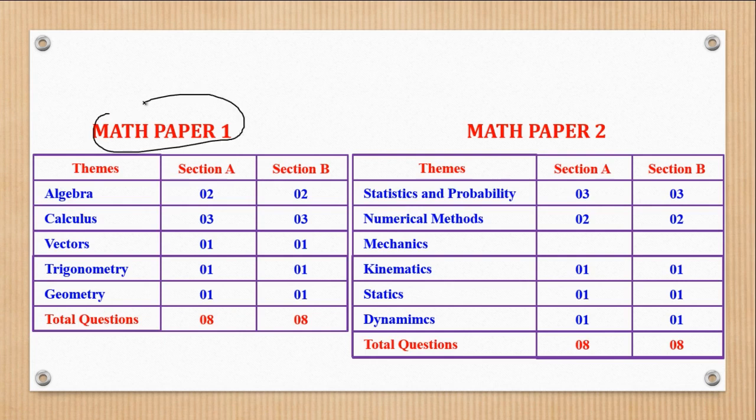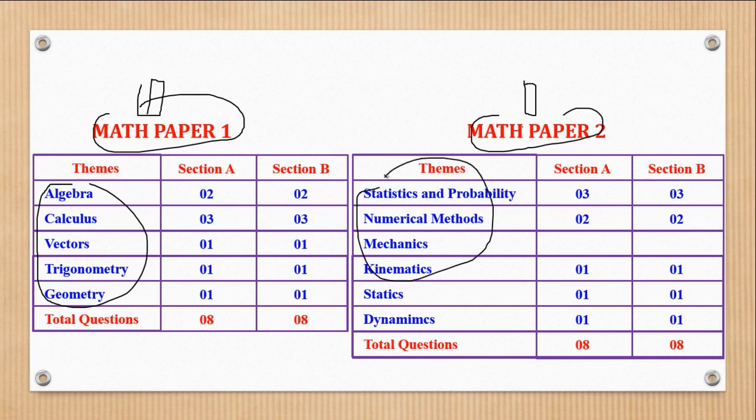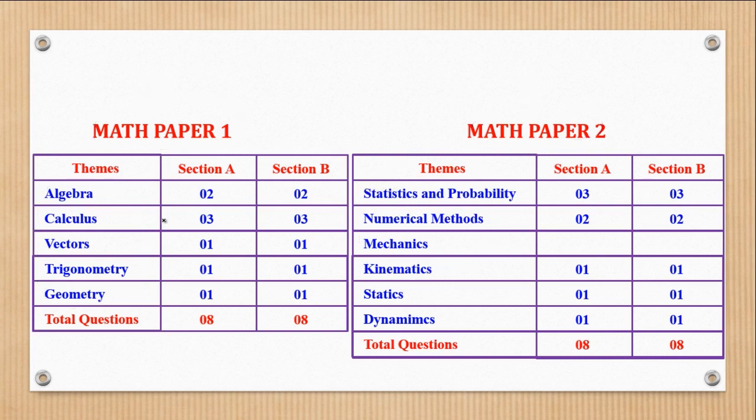So in math, we have two papers, paper 1 and paper 2. Paper 1 is what we call pure mathematics, and paper 2 is what we call applied mathematics. Paper 1 has 5 themes, and paper 2 has 3 themes. So let's begin with paper 1, and this is how a standard paper will look like.